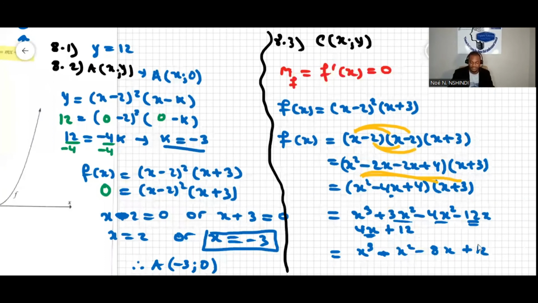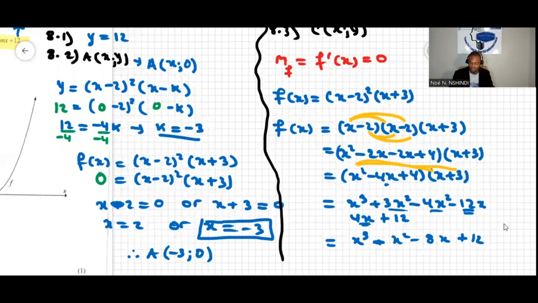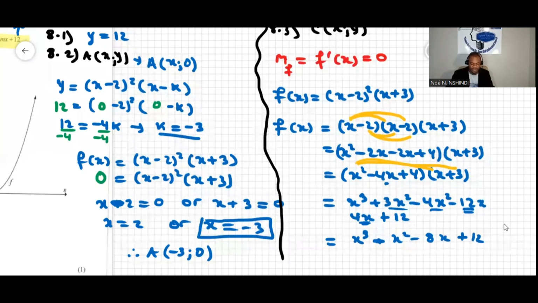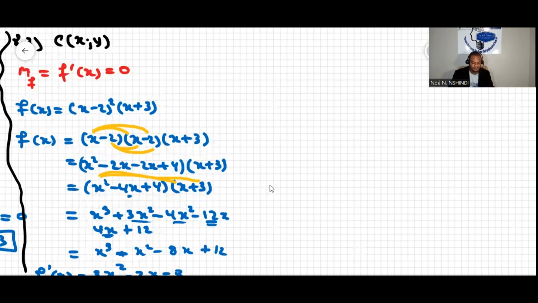Now I need to find f prime of x. The first term will be 3x to the power of 2. The second term will become negative 2x. The third term will become negative 8, and then the last term is just 0, because the derivative of a constant is 0. Now we're going to set this f prime of x equal to 0 according to the definition I wrote here. Let me move my board over here.